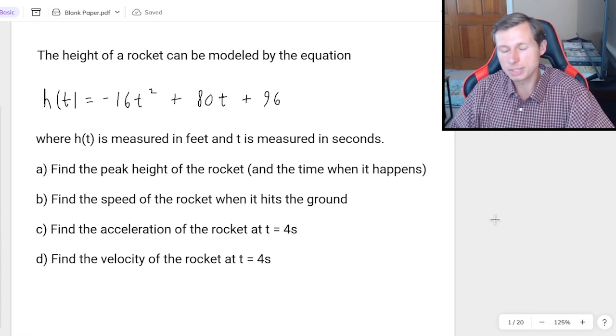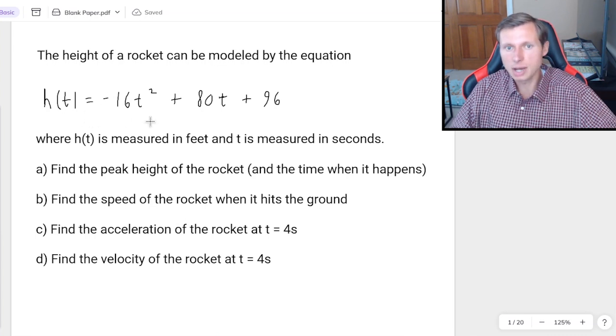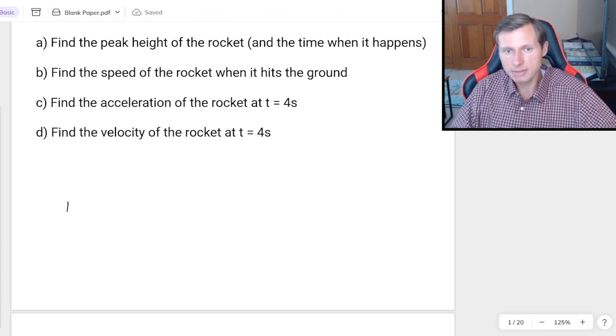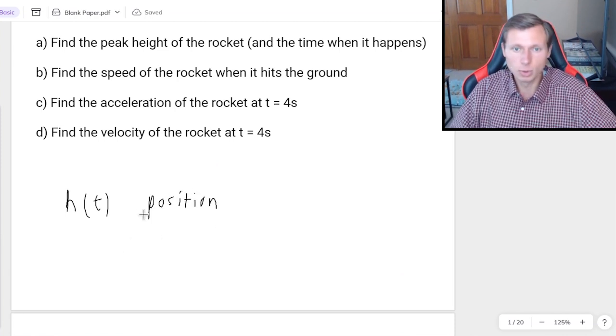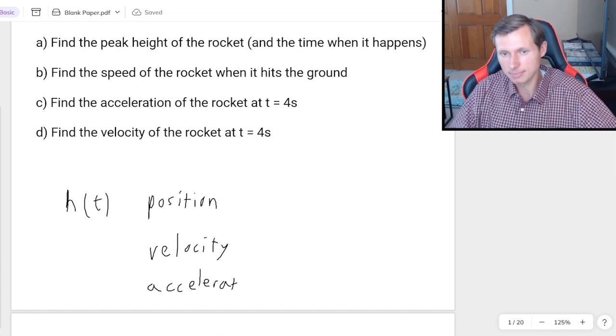So first of all, with this projectile motion type problem, it doesn't have to be a rocket, it can be a rock or a ball, or basically anything that goes up and down in the air. But the first thing I would say is that I'm giving you h of t, a position graph. H of t is a position graph. If you want to find velocity and acceleration, that is going to be the first and second derivative respectively.